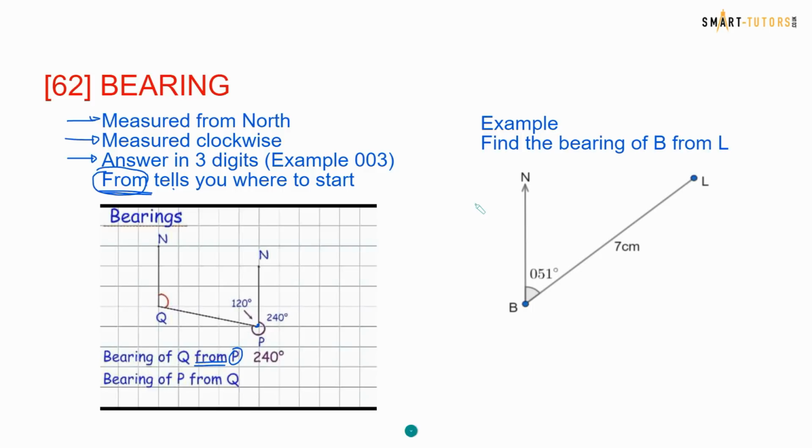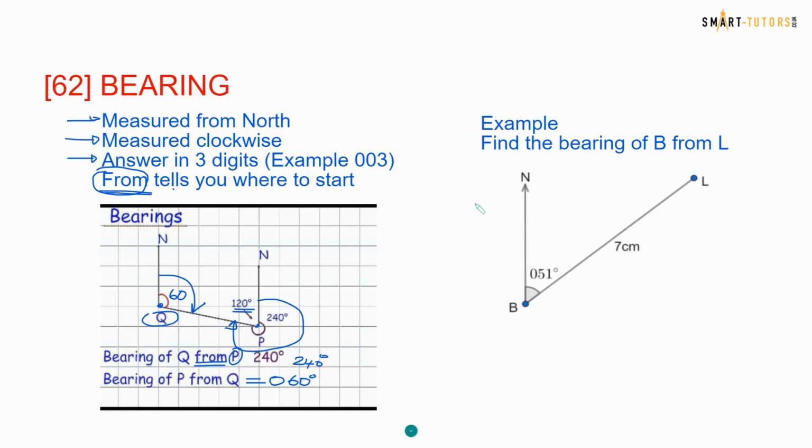Measured from north. So from the north. Clockwise. So clockwise this angle, which is 240. And bearing of P from Q. So from Q means, right, from here you need to measure this angle, right? So 120 degrees and this one has to be 60 because co-interior angles add up to 180. So this answer is 180 take away 120. When you're writing the answer, 3 digits, 060.